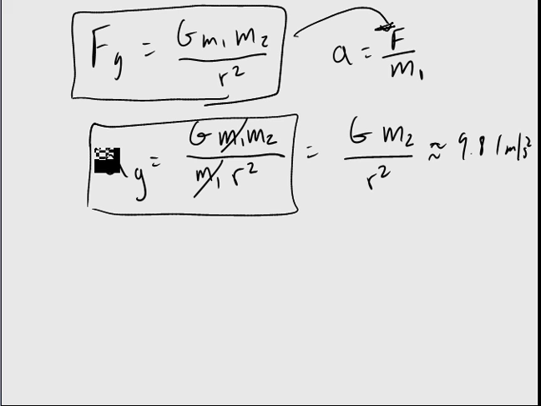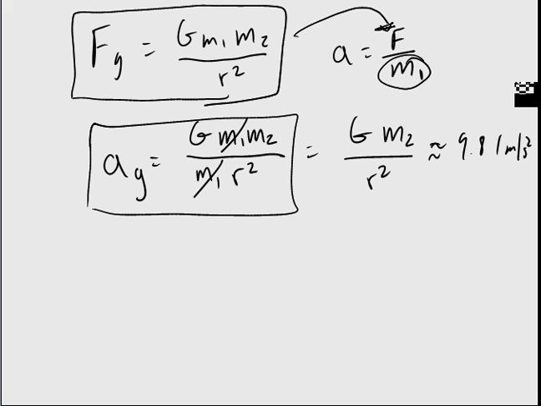And the nice thing that we saw was that the mass 1 on the bottom of the acceleration equation canceled out with the mass 1 on top of the force of gravity equation. And they canceled each other out, and they left us with just big G times m2 over r squared. And that gives us the acceleration due to gravity. And on Earth, that happens to be 9.81 meters per second squared.